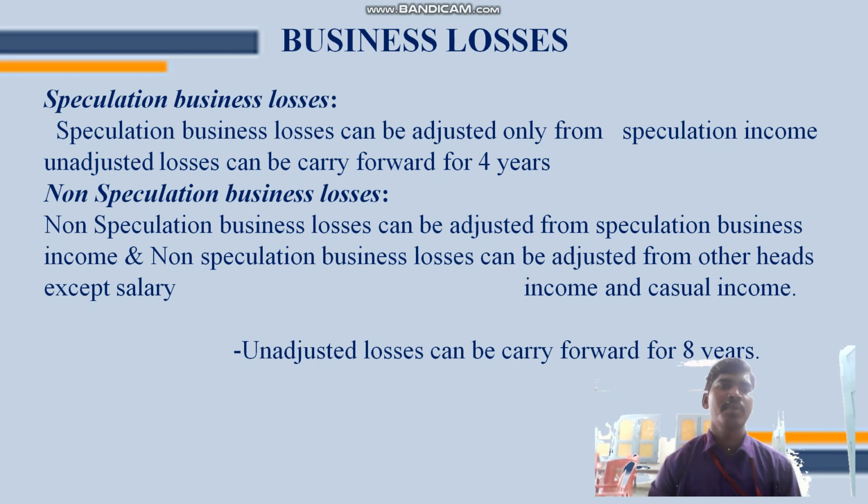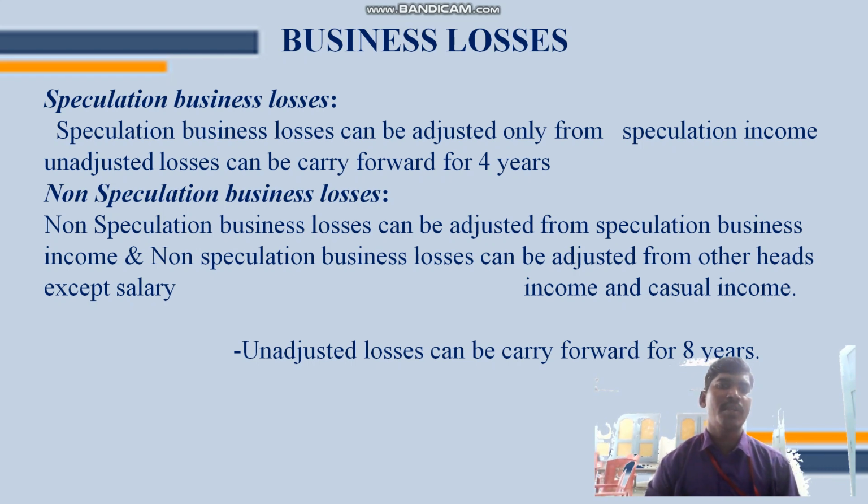There are 2 types of business: speculation business and non-speculation business. When there is a loss in the speculation business, those losses can be adjusted only from the speculation income, and that cannot be adjusted either in the non-speculation business or other heads. And these speculation losses can be carried forward for 4 subsequent years.